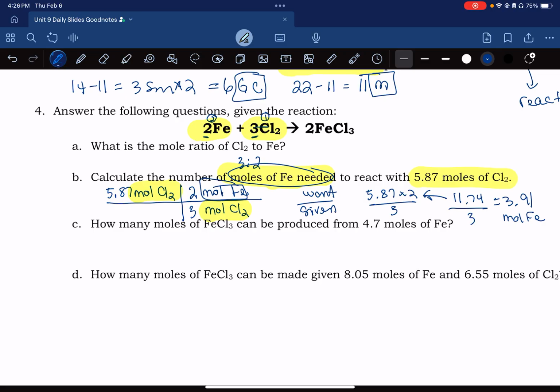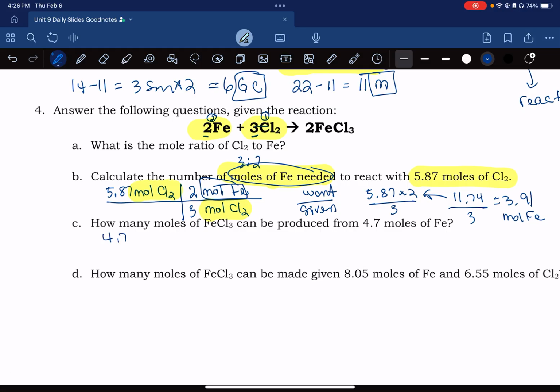3.91 moles of iron. Then it says, how many moles of iron chloride can be produced from 4.7 moles of iron? So again, first step, write down your given. 4.7 moles of iron. Now we got to go find that relationship. The relationship is moles of iron are here, and moles of what we're looking for are here.